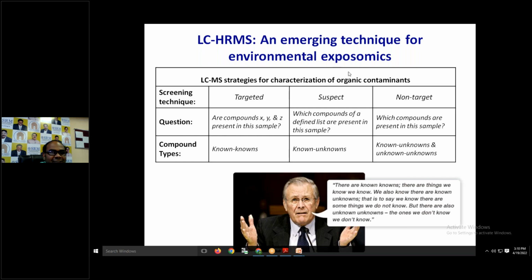You can see here I have made some hypotheses when doing LCMS characterization, LCMS strategies for characterization of organic contaminants.